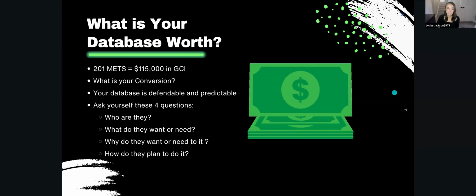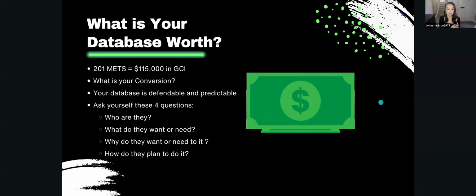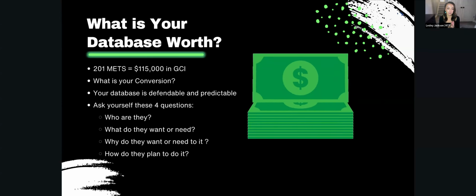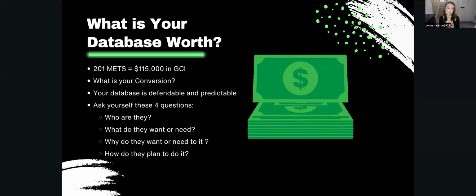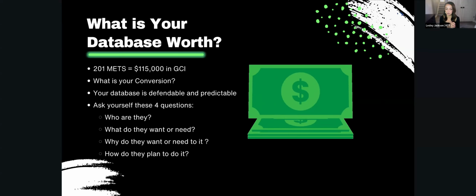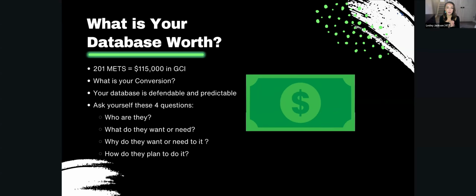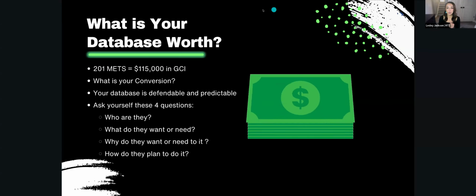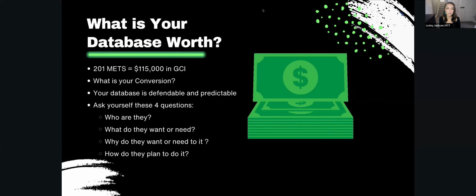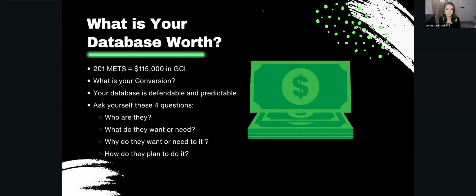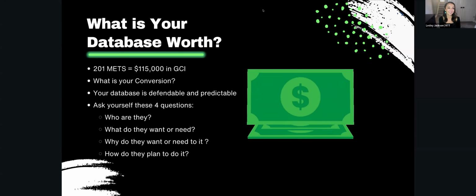So ask yourself these 4 questions when you think about your database. Who are they? What do they want or need? Why do they want or need it? And how do they plan to do it? The reason I have these questions here, and if you want to take a screenshot or just write them down, is because we're not just putting smart plans blindly on our people. We have to know what they want. We need to know who they are and what they want or need, because we're all so different, right?